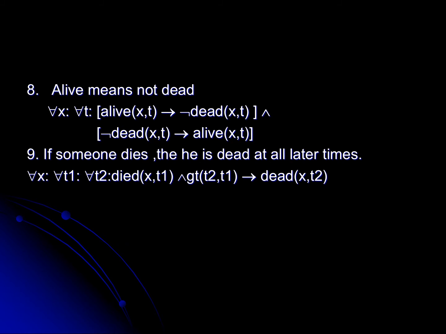If someone dies, then he is dead at all later times. That is represented using the following WFF. For every x, for every time t1, for every time t2, if x died at time t1 and if time t2 is greater than time t1, then we can conclude that x is dead at time t2.